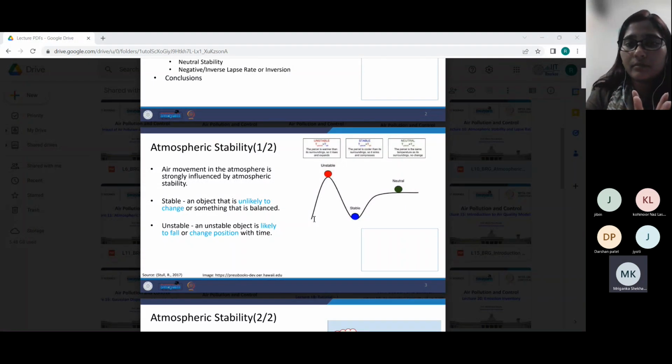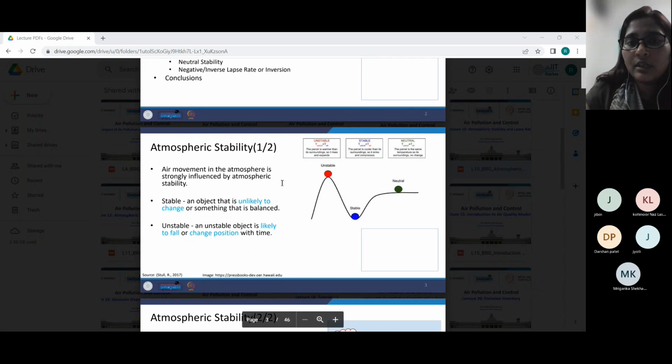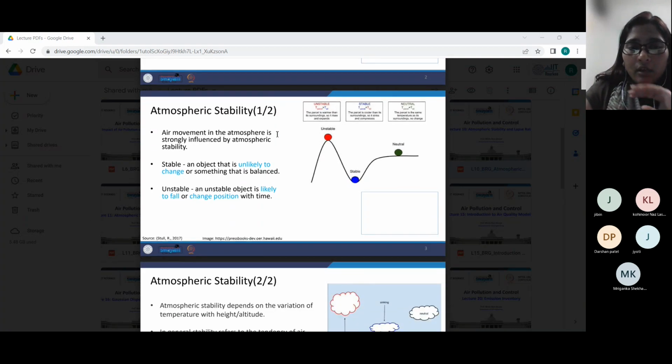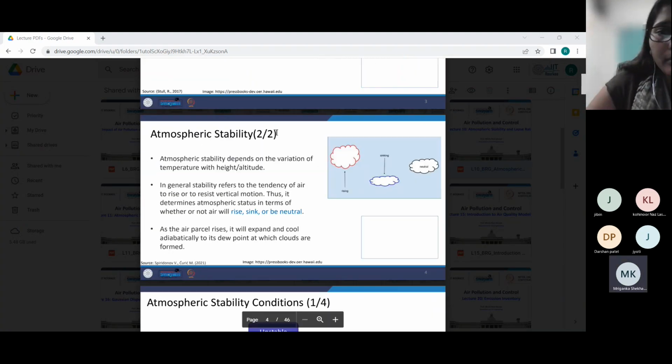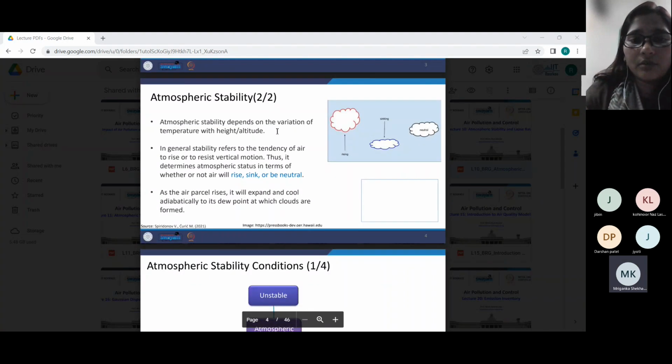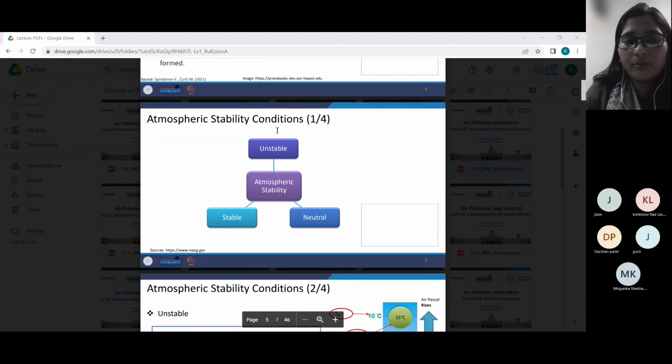This is your stability condition. And the neutral condition is when the temperature of the parcel and the temperature of the air are the same, equal. Then there will be no change. So got what is unstable, what is stable and neutral. Got that? Yes, ma'am. Okay, so let's move further.